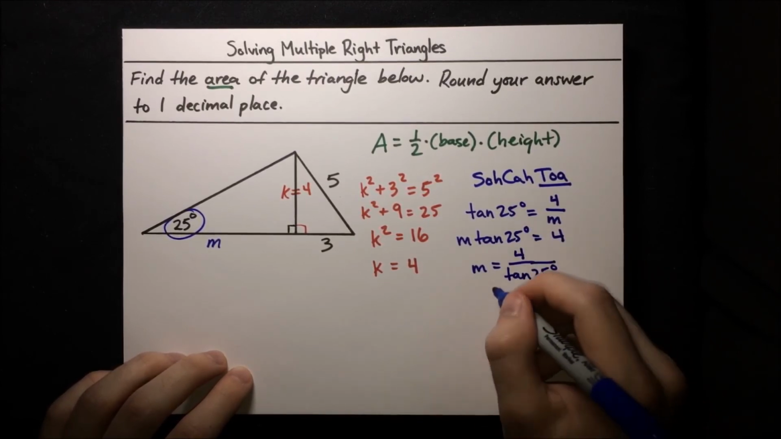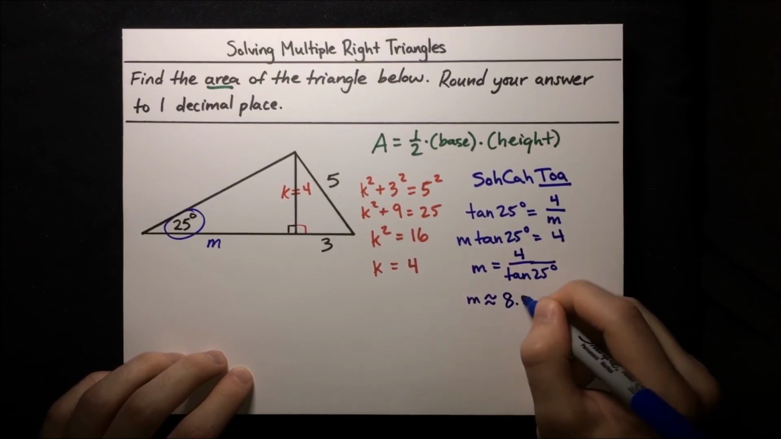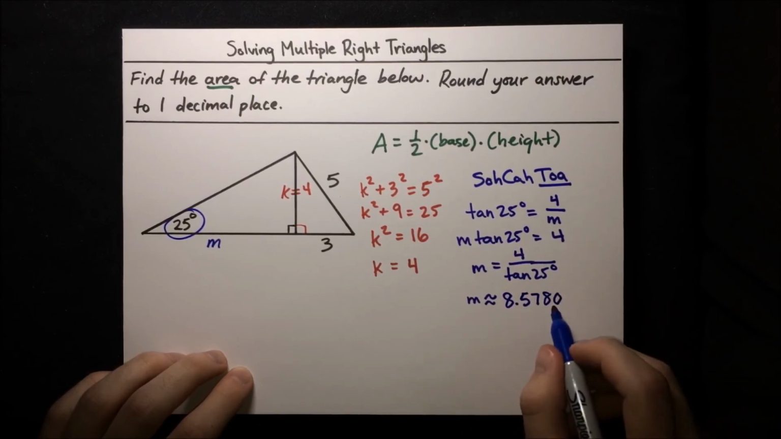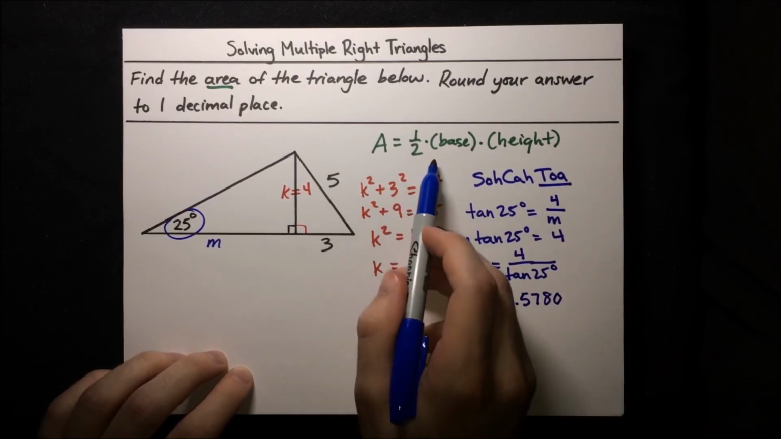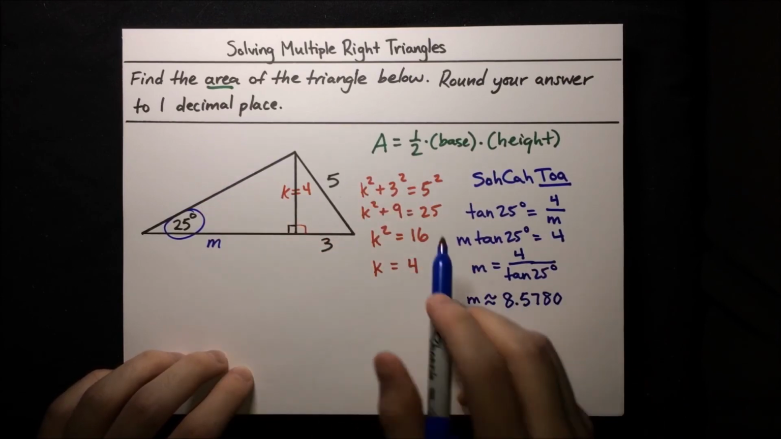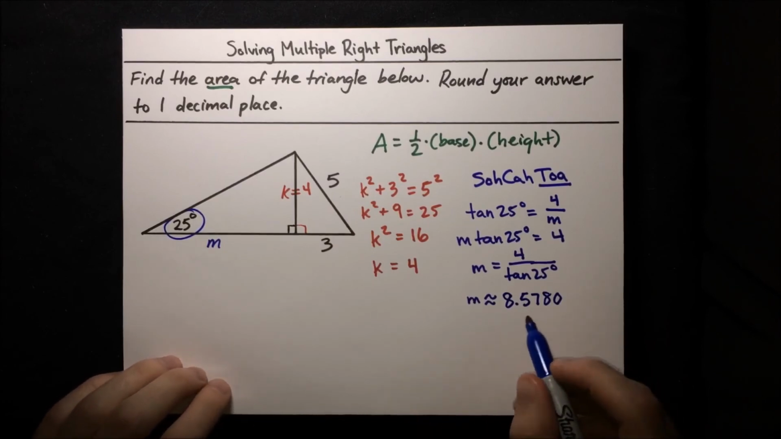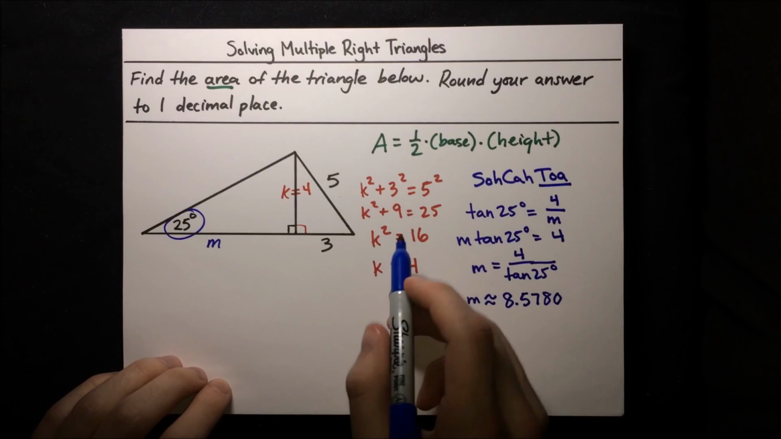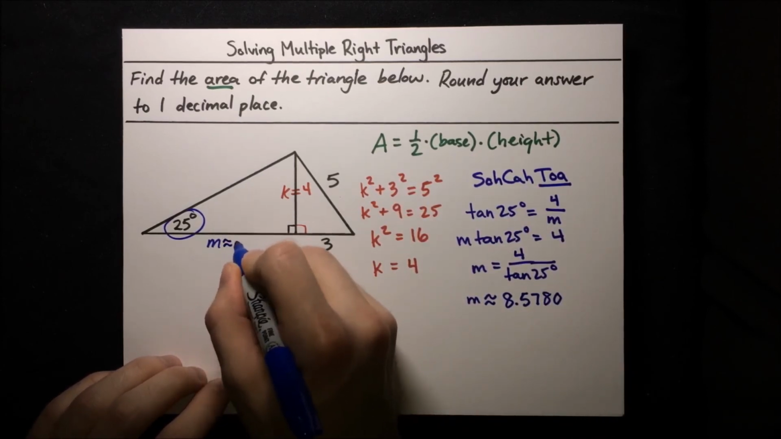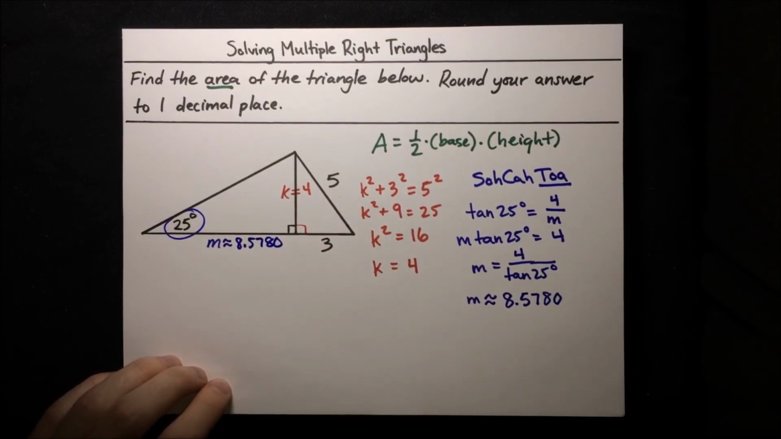That's what m is equal to. So let's go ahead and punch that into our calculator, and we'll get a result of approximately 8.5780. Again, rounding to 4 decimal places so that when we plug that into our area formula, we can get the area correct to 1 decimal place. We don't want to introduce any round-off error, so we're being very precise with m. Okay, so now it's time to go ahead and plug this into our area formula. Let's just go ahead and write this in our diagram also. So m is 8.5780, and now turn back to our area formula.